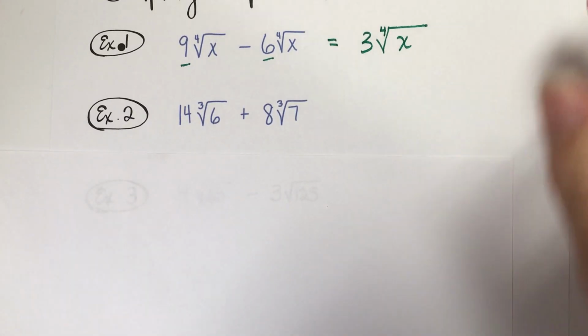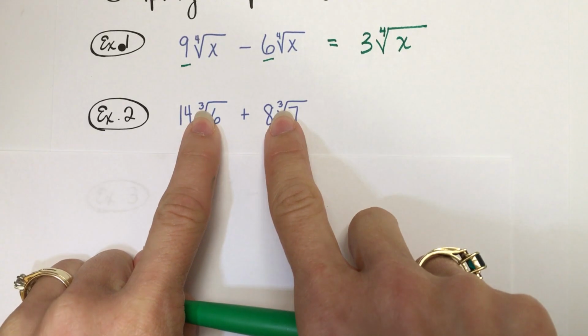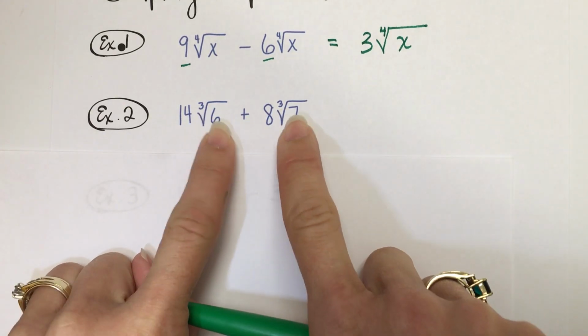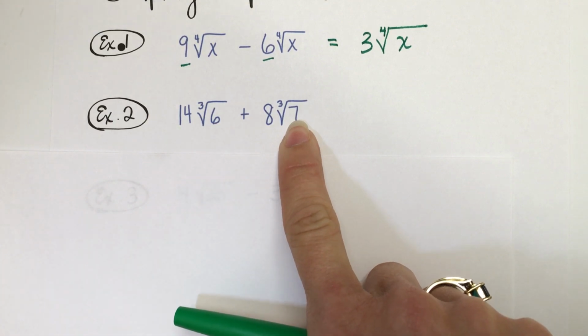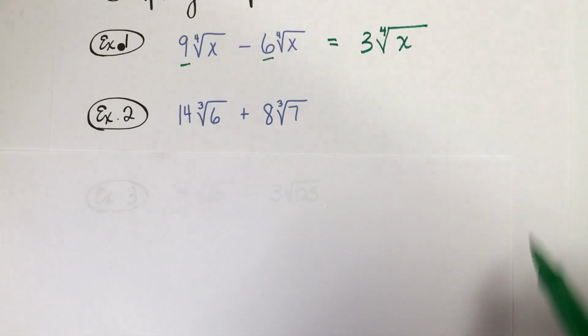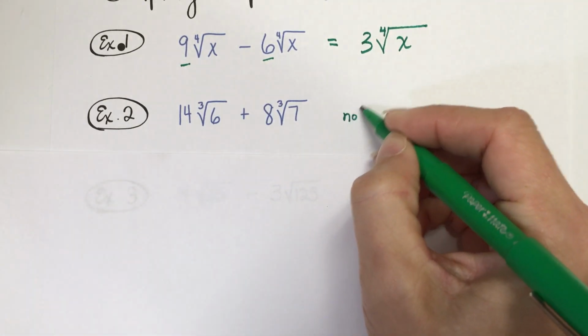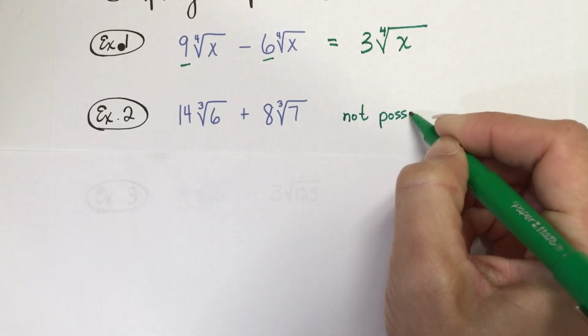All right, next one. Now on this one, you do have your roots being the same. These are both cube roots, but see, if you notice this time what you have underneath is not the same. You cannot add these together. So that's why it said on the instructions, if possible. So on this one, you would just state that it's not possible.